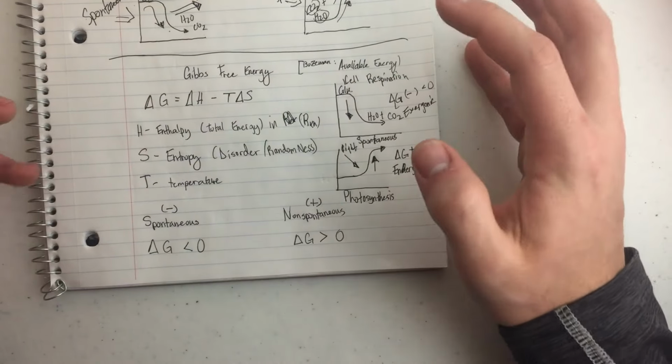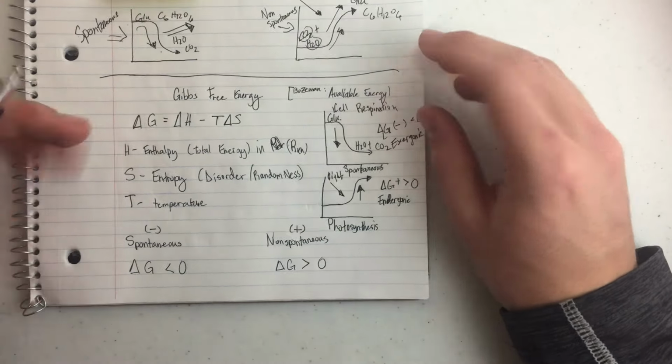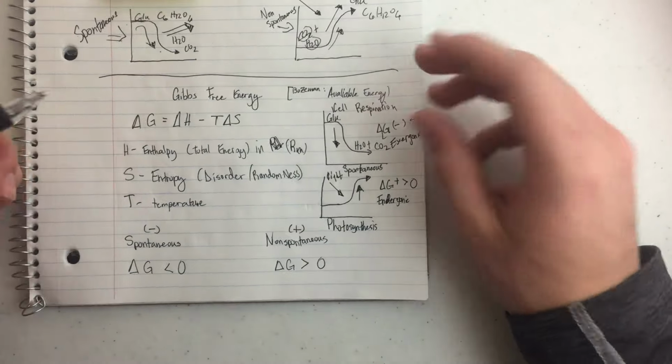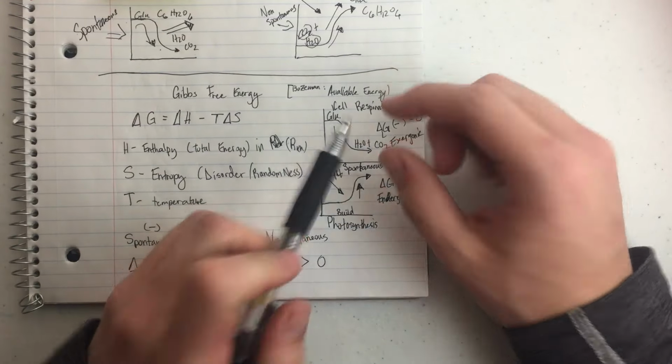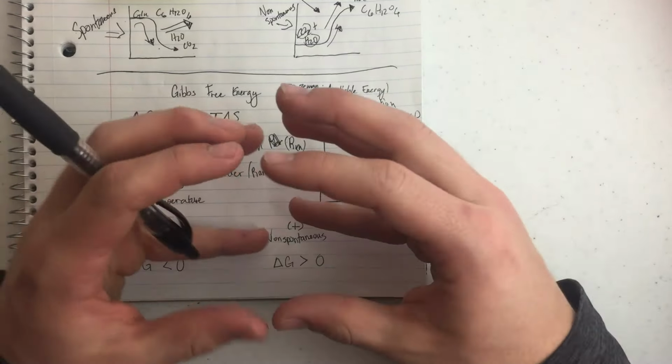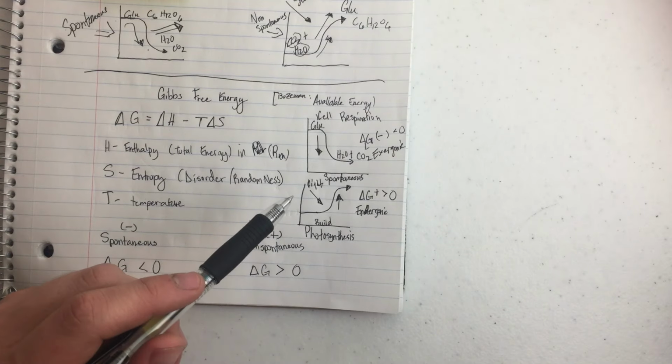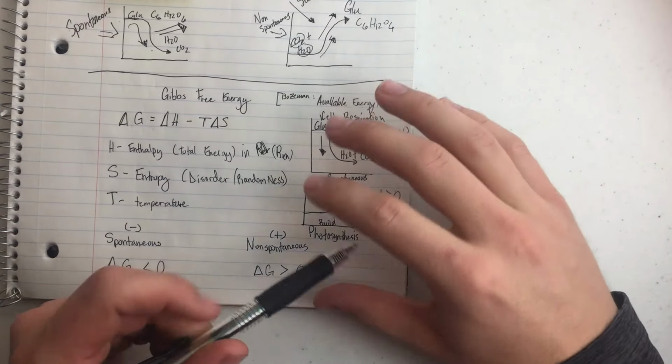Right, so it should be all kind of clicking now. In cellular respiration, we're increasing the entropy because we're coming from one very structured molecule to more little molecules. And so the entropy is going to increase, and when you increase the S, it's going to make this number more negative. Also, the energy is going to go down in the molecule because we're going to less bonds.